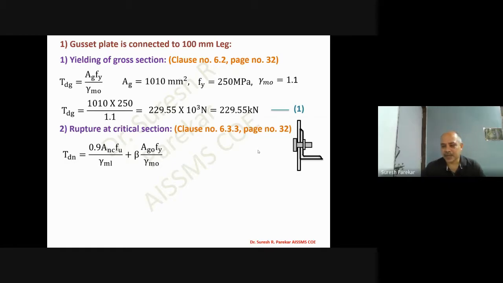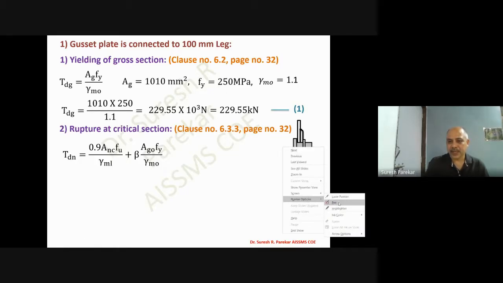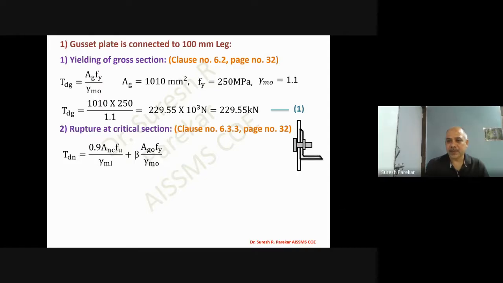So now here you can see this, and here we have the diameter of the bolt. We have to deduct the diameter of the bolt from this leg, and then Anc will be (100 - 6/2 - 18). Now try to understand how we are going to find this Anc value and Ago value. We are going to consider half of the thickness with this leg and half with the other.